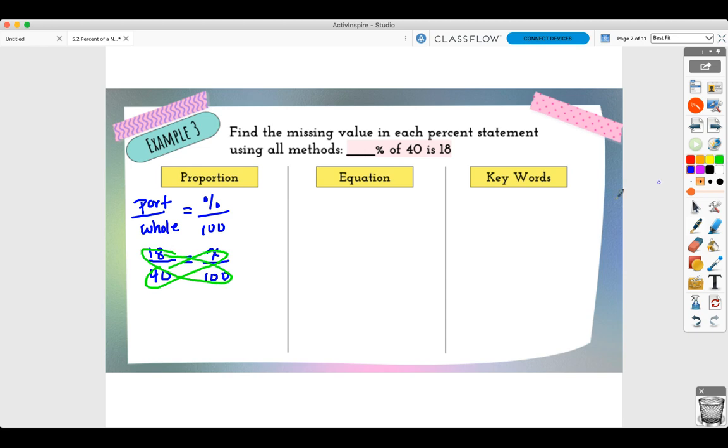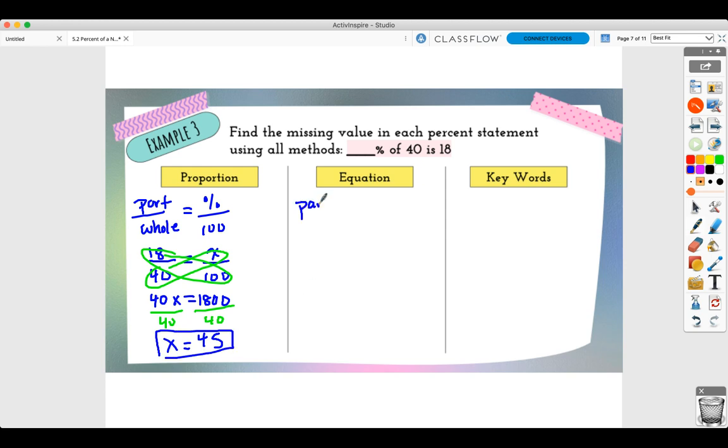and we're going to end up getting 40x is equal to 1,800. Divide by 40. Maybe I should use this ugly green a lot more. X is equal to 1800 divided by 40. These are all perfect, pretty numbers right now. 45.